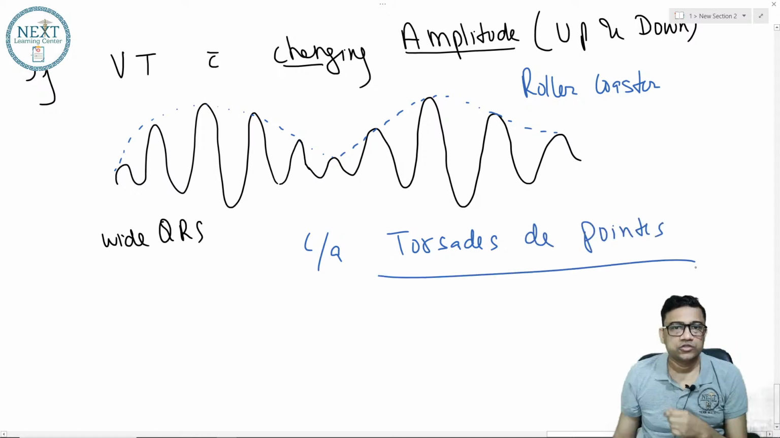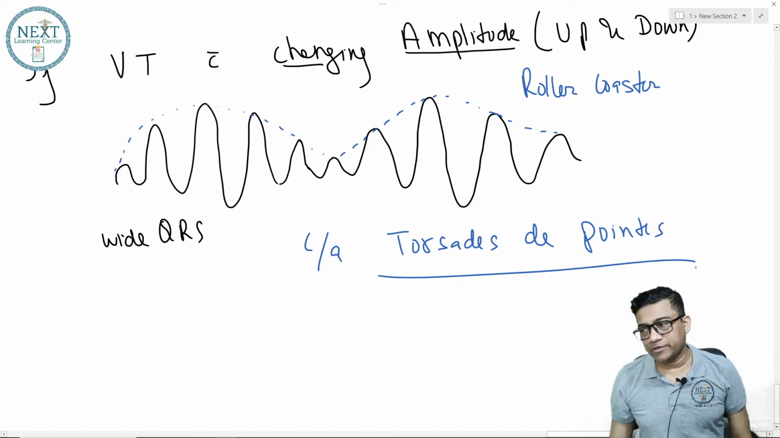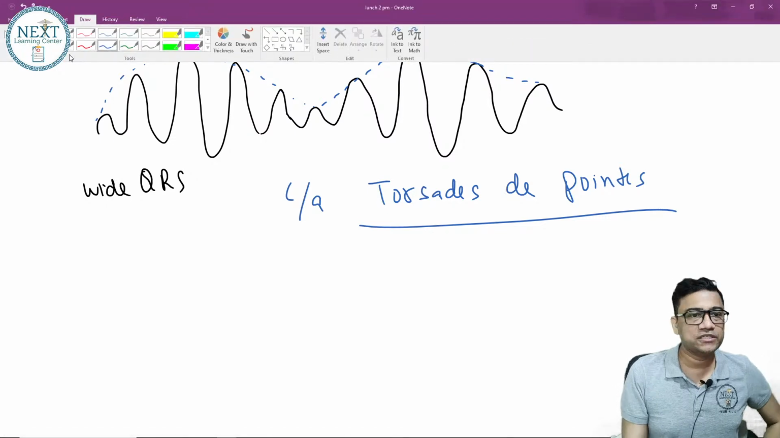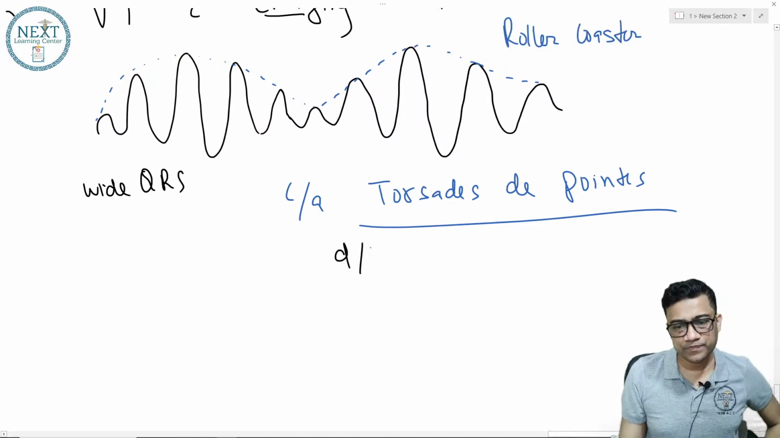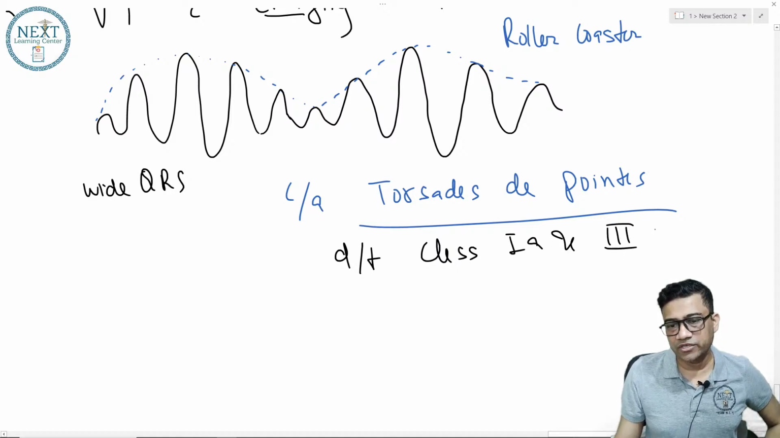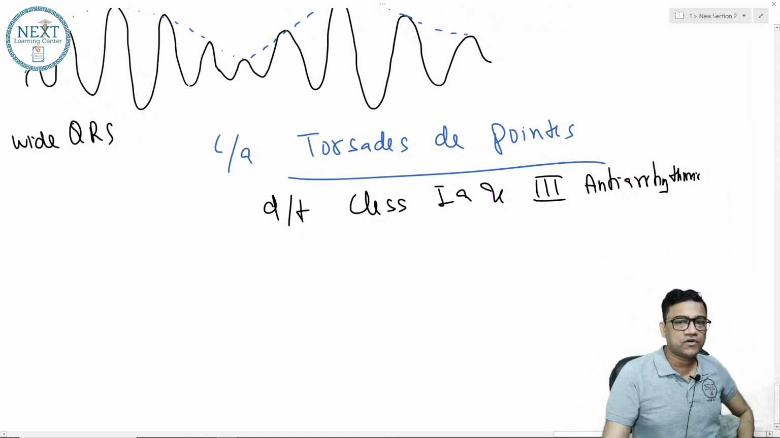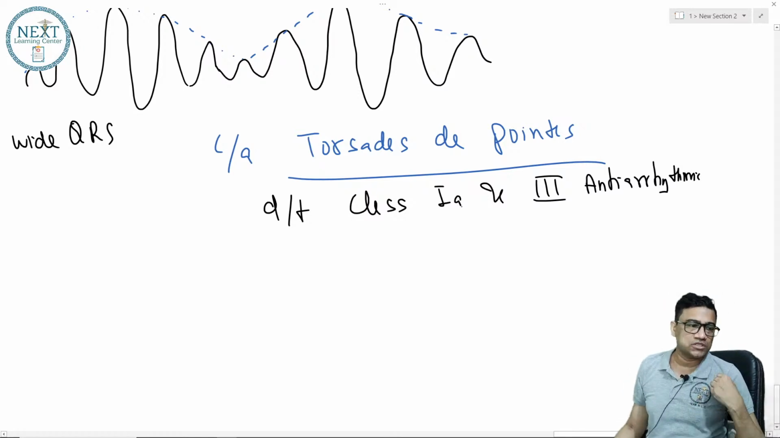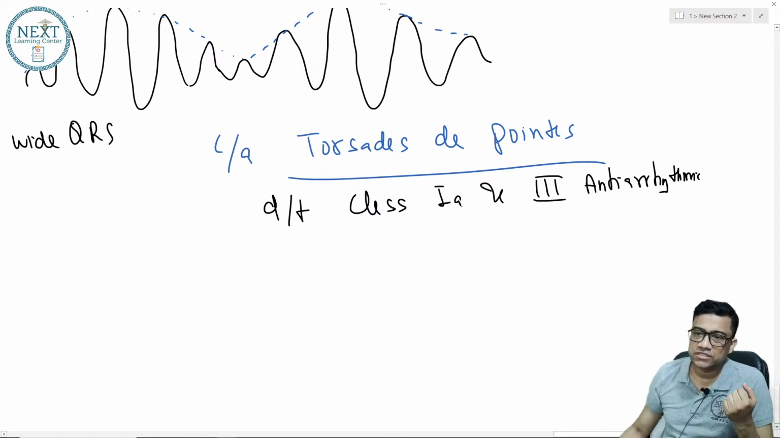Okay. So it's a VT with changing amplitude. Yes, it's a VT, but with changing amplitude. Here it is caused by class 1A and 3 anti-arrhythmic agents. So class 1 and 3 anti-arrhythmic agents cause the torsades. They cause the torsades. Okay.